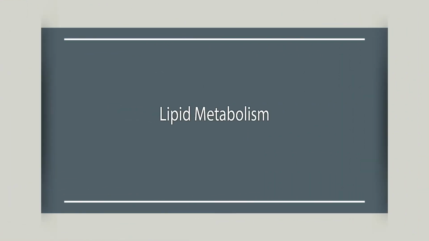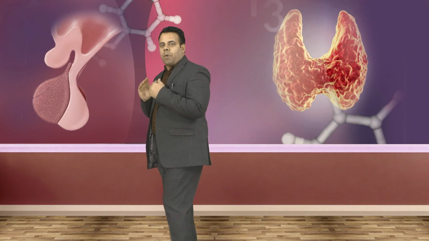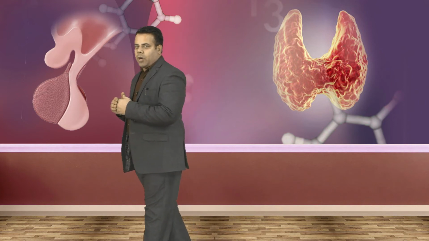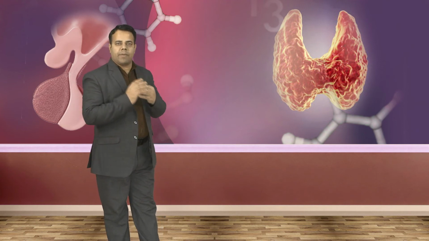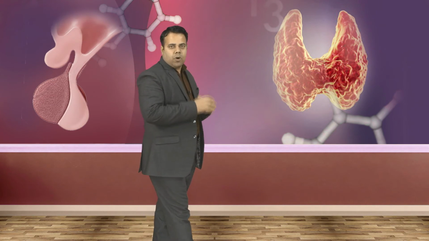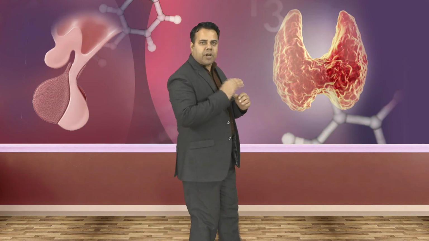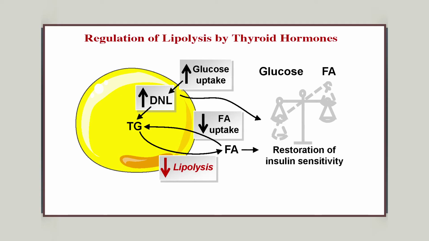Dear students, let's now discuss the role of thyroid hormones in lipid metabolism. The iodothyronines stimulate both anabolic and catabolic lipid metabolism, again depending on factors such as the stage of development and the levels of circulating hormones in the blood. Overall, the higher the levels of circulating thyroid hormones, the greater the breakdown of body fat, that is lipolysis, relative to fat synthesis, that is lipogenesis.